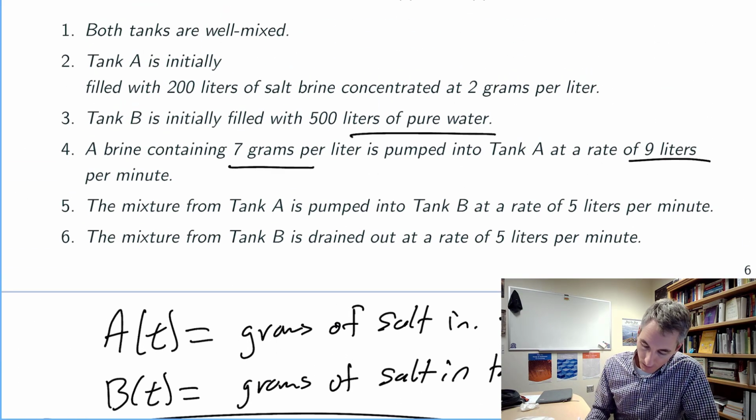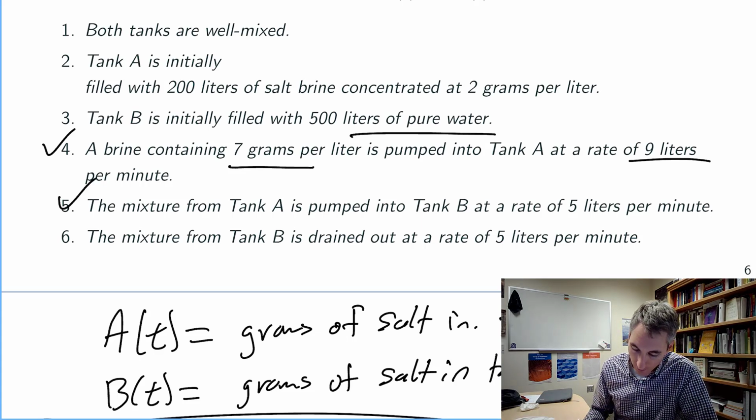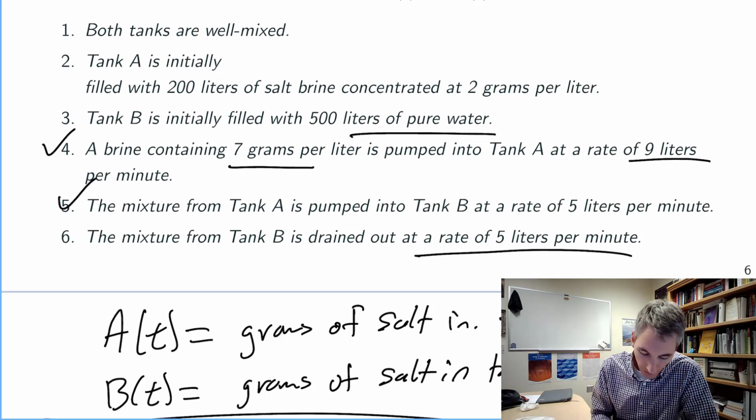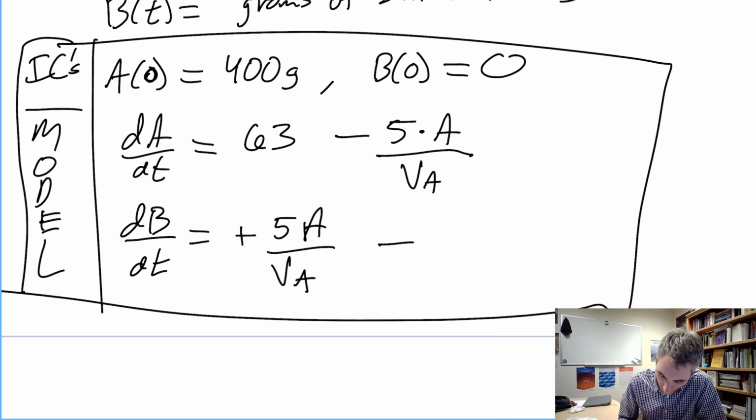So I think I checked this. The mixture from tank A is pumped into tank B. Check. The mixture from tank B is drained out at a rate of 5 liters per minute. Check. So we're losing 5 liters out of B, minus 5B over VB.